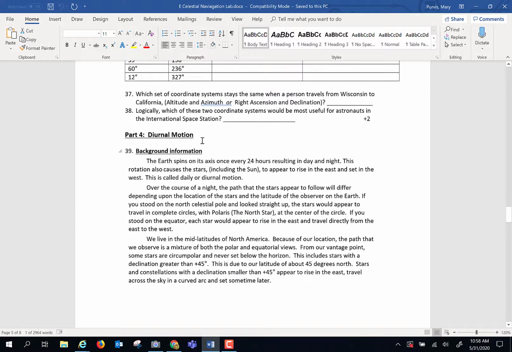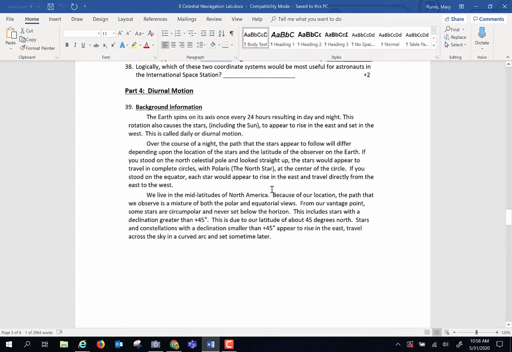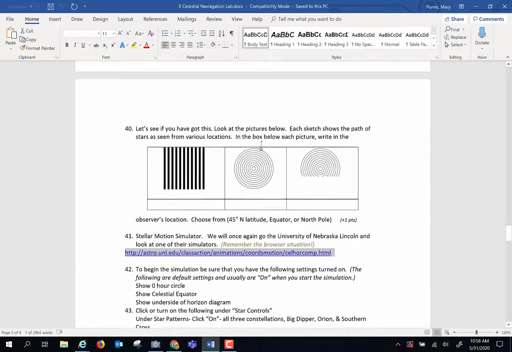Now, diurnal motion. Diurnal motion is daily motion. There are daily motions that we observe, and this is due to the Earth's motion. And because of our motion, we see the sun appear to move. It does not. We're the ones who are moving and rotating, and this is what we see. So again, refer back to your notes and see if you can determine where on planet Earth you would see these patterns of star motion.